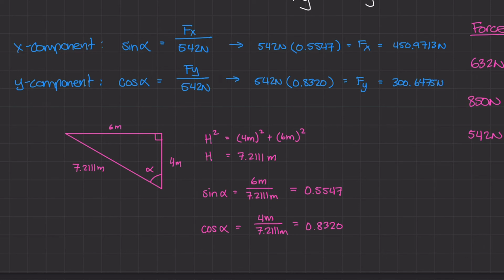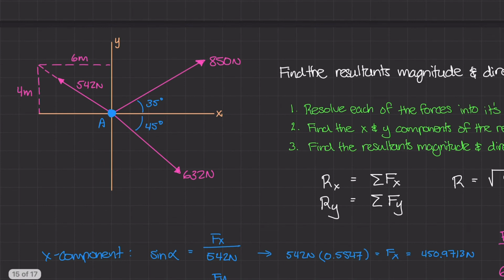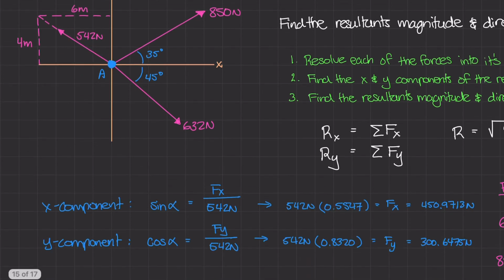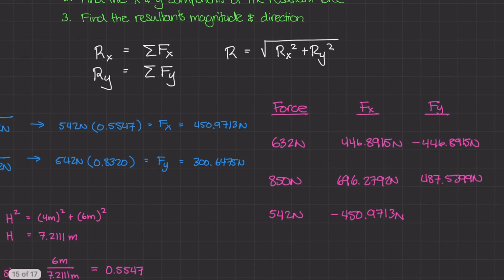Now, remember, this y component is going to be positive because, again, in this diagram we have this force going up and to the left. The y component is going up. So this value right here that we figured out, this 300, is going to be positive. So we can go ahead and plug that into our chart right here.